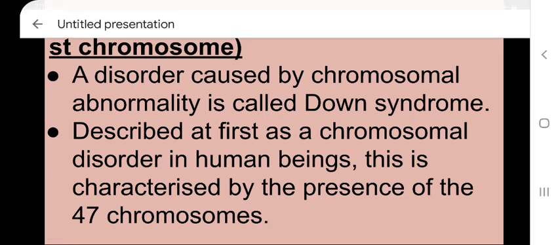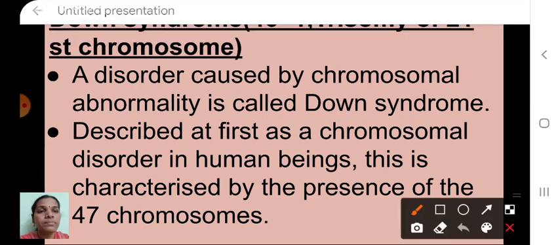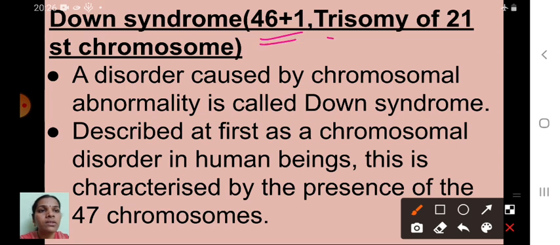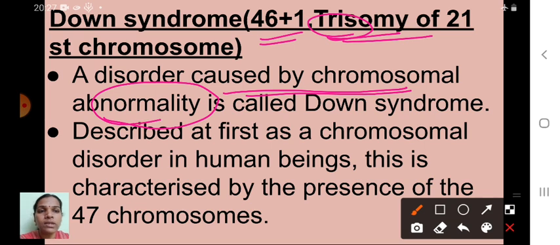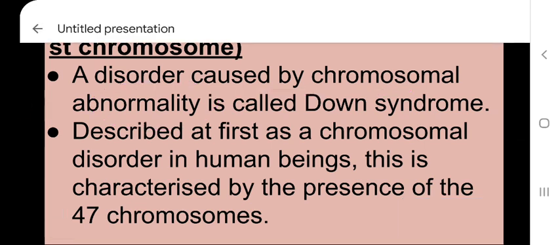See here, 46 plus 1, that is trisomy of the 21st chromosome. Tri means what? 3 chromosomes are there. Children, a disorder caused by chromosomal abnormality is called Down syndrome. The first point: a disorder caused by chromosomal abnormality is called what? Down syndrome.